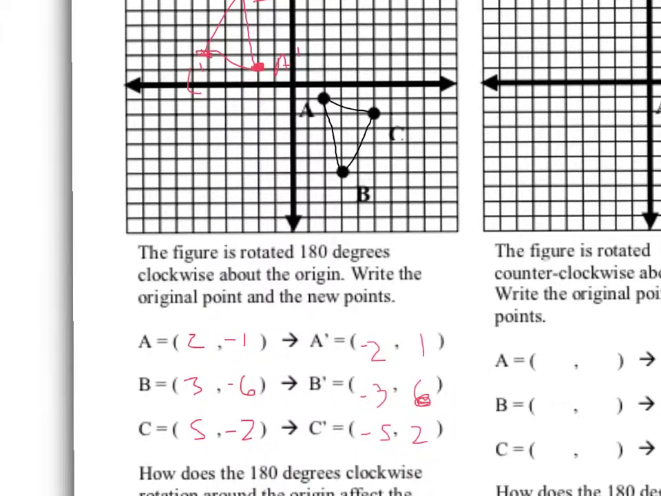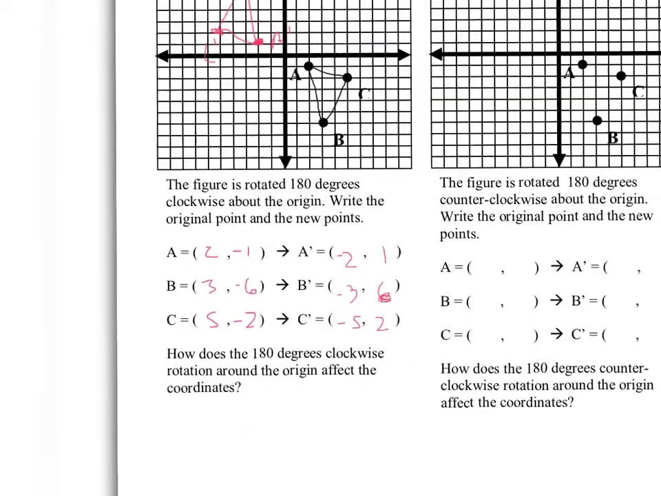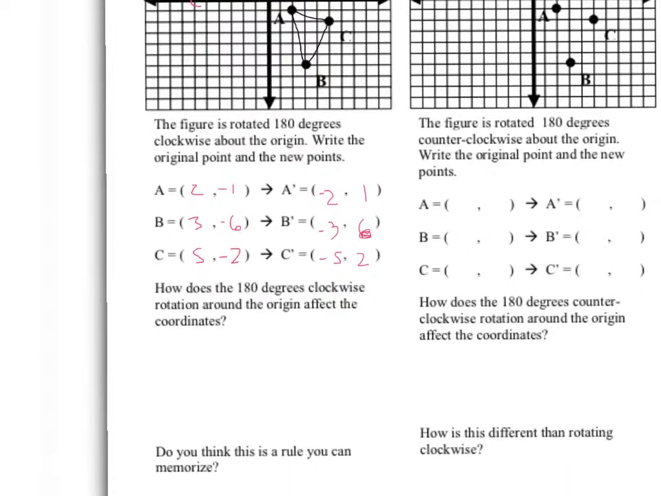Now, at this point, you should be able to come up with a rule, looking at our sets of points, for what happens to our coordinates, x and y, as it is rotated 180 degrees clockwise. So take 15 seconds to explore that on your own. Make sure you've got in your head what that rule should look like.